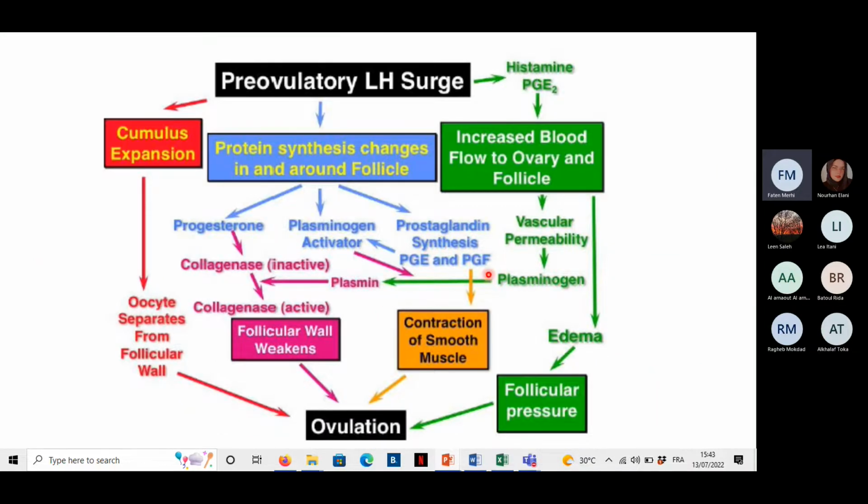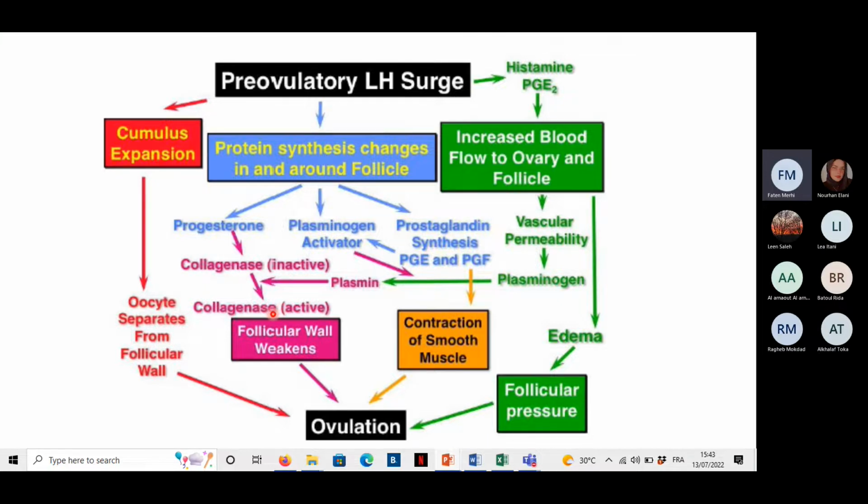Here we can see that the plasminogen comes from the blood circulation. Under the action of the plasminogen activator, it will be transformed into plasmin, and the plasmin will lead to the activation of the collagenase, the conversion of the inactive collagenase into an active collagenase, and the collagenase will digest the collagen.